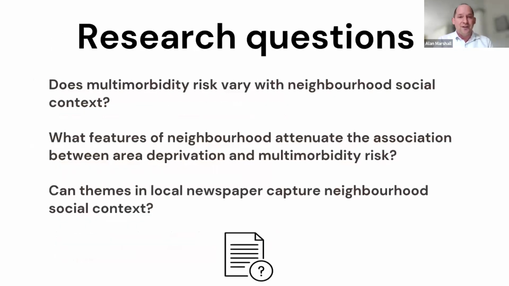So here are the three research questions. First of all, does multimorbidity risk vary with neighbourhood social context? What features of neighbourhood attenuate this well-known association we see between area deprivation and multimorbidity risk? And then finally, can we extract themes from local newspapers to capture these aspects of neighbourhood social context?